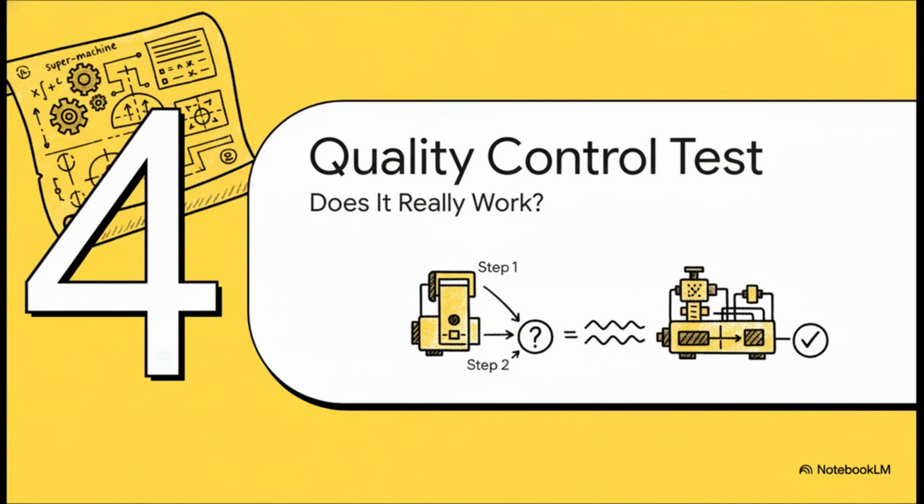So we've got the blueprint for our shiny new super machine. But does it actually work? I mean, we gotta be sure. We need to write a little quality control test to make absolutely certain it gives us the same result as our old two-step assembly line.